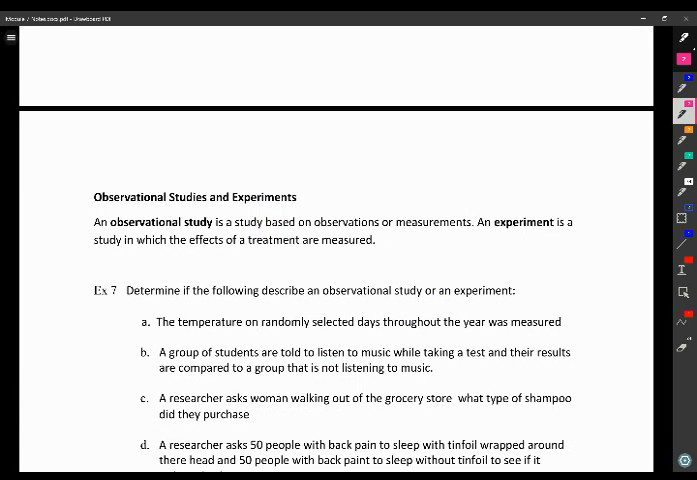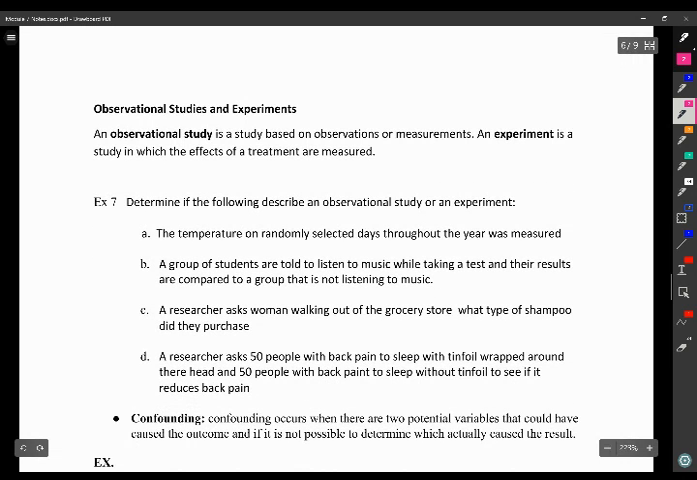All right, so observational studies and experiments. An observational study is a study based on observations, where an experiment is based off of the effects of treatment. So observation might be like the weather. If you calculated or logged the temperature outside for a month, and then the following year looked at what the temperature was for the month, you could, based off your observation, figure out in general what the average temperature is going to be.